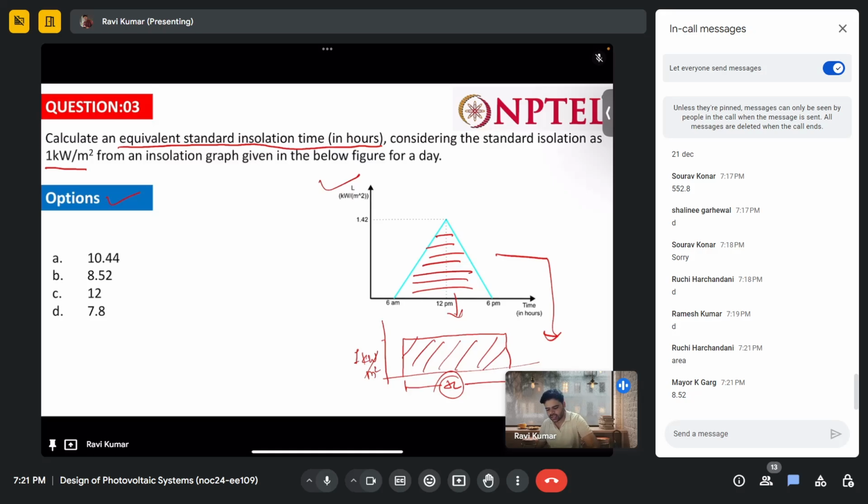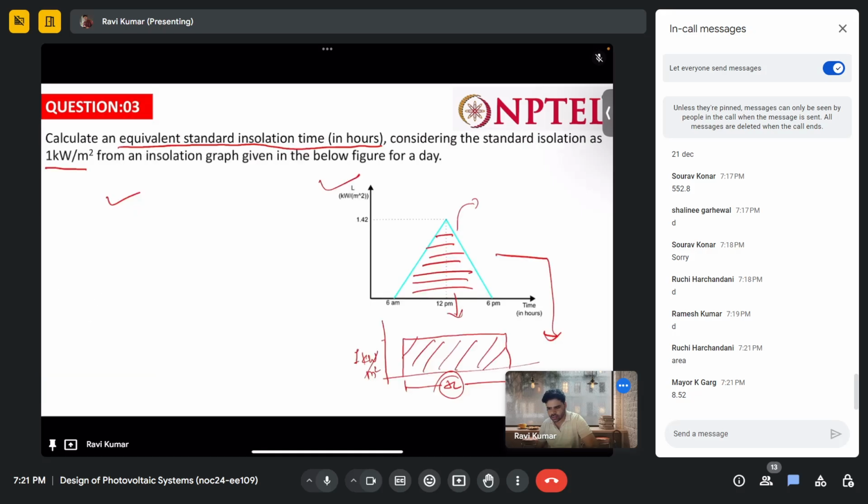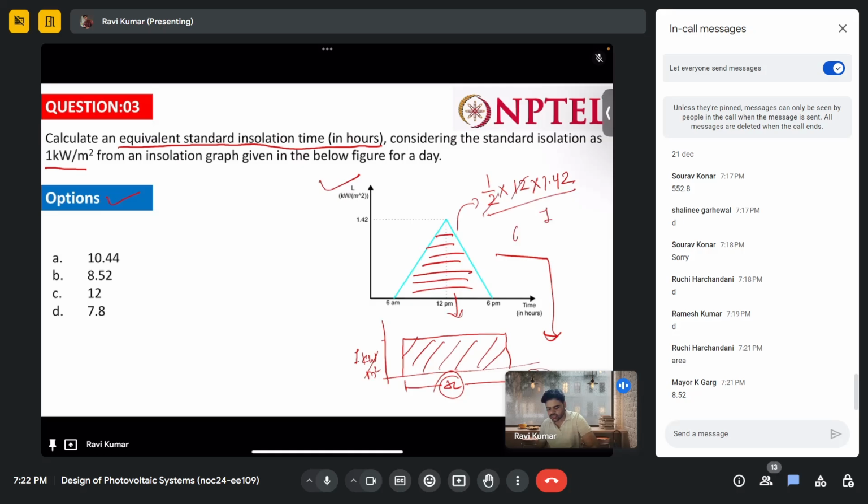So what is the area here? 12 into 1.42. And the area here will be x times 1, only x, because here we have only 1. So divide by 1, it will be 6 into 1.42, that is 8.52. So 8.52, correct answer is B.